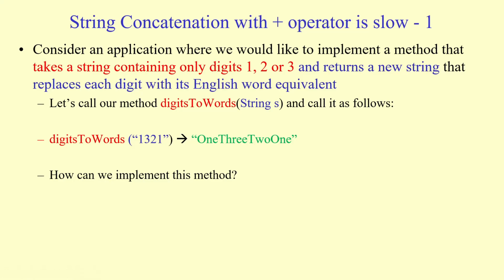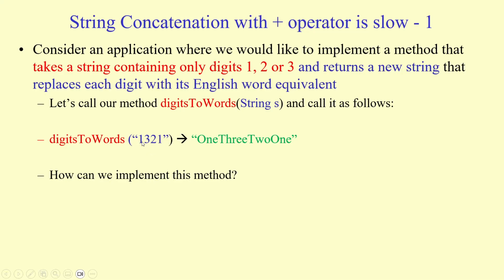I would like to take some time and discuss why concatenation using the plus operator is very slow and you should use it very carefully. To motivate that, consider an application where we would like to implement a method that takes a string containing only digits 1, 2, or 3 and returns a new string that replaces each digit with its English word equivalent. Let's call our method digits2words that takes a string, and let's call it as follows.